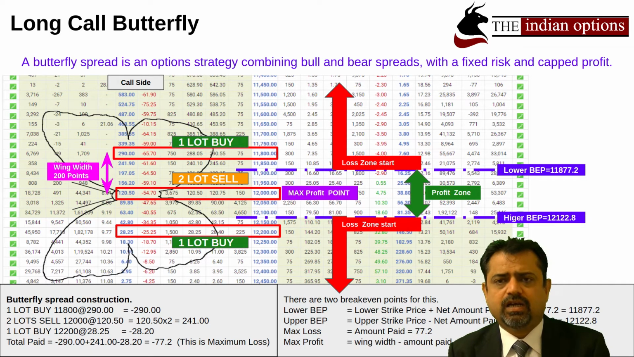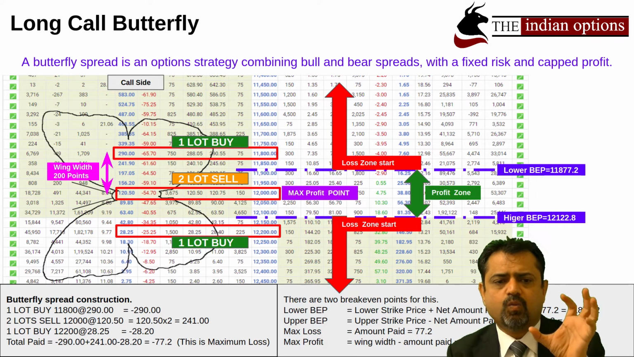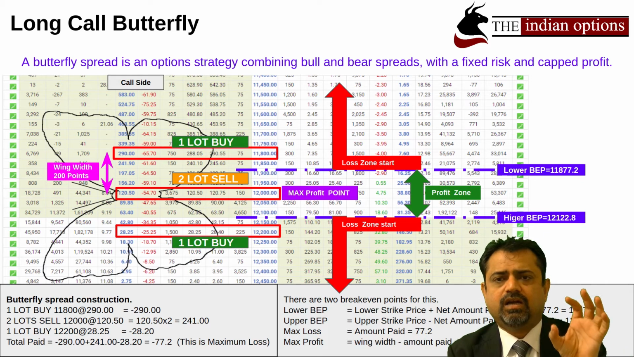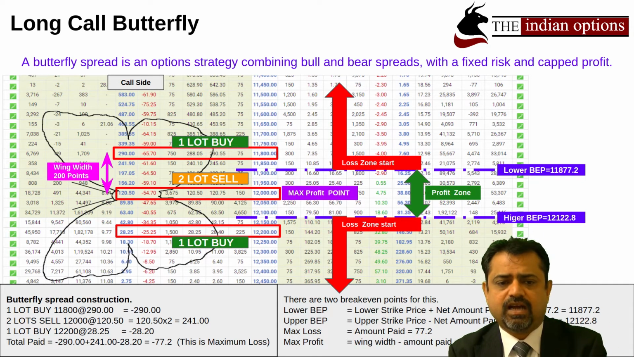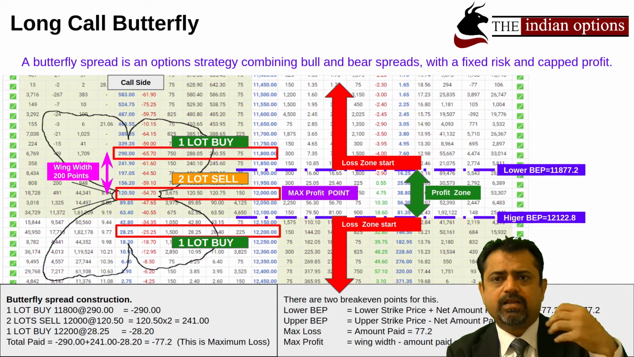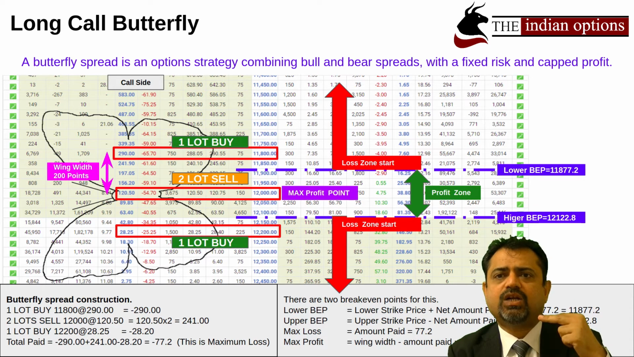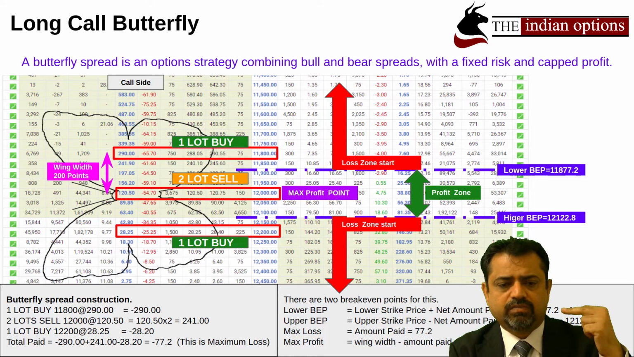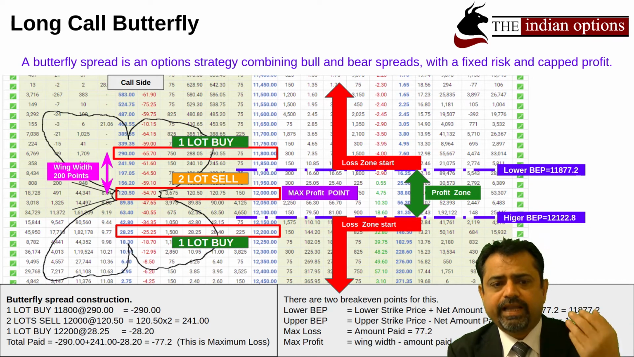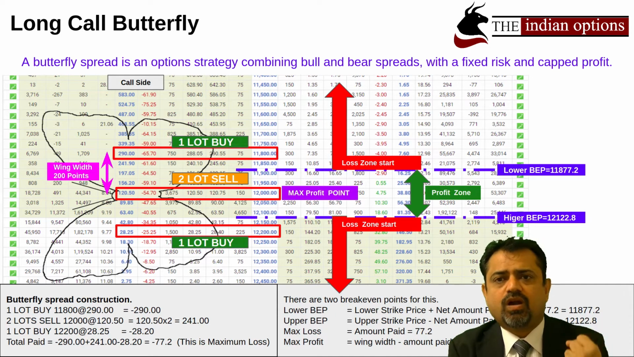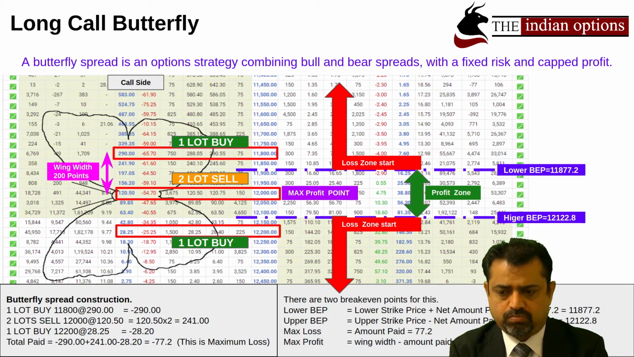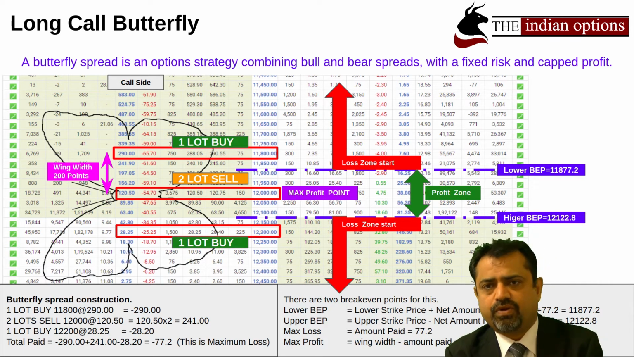Now in this example, what I am doing is I am taking one butterfly wing, the right side wing, that is at the strike price of 11,800, and I am buying this. So I have to pay 290 rupees. Then the body part I am doing at 12,000, meaning that I am selling those lots. So I am going to get 120 rupees 50 paise multiplied by 2, that is 241 rupees.